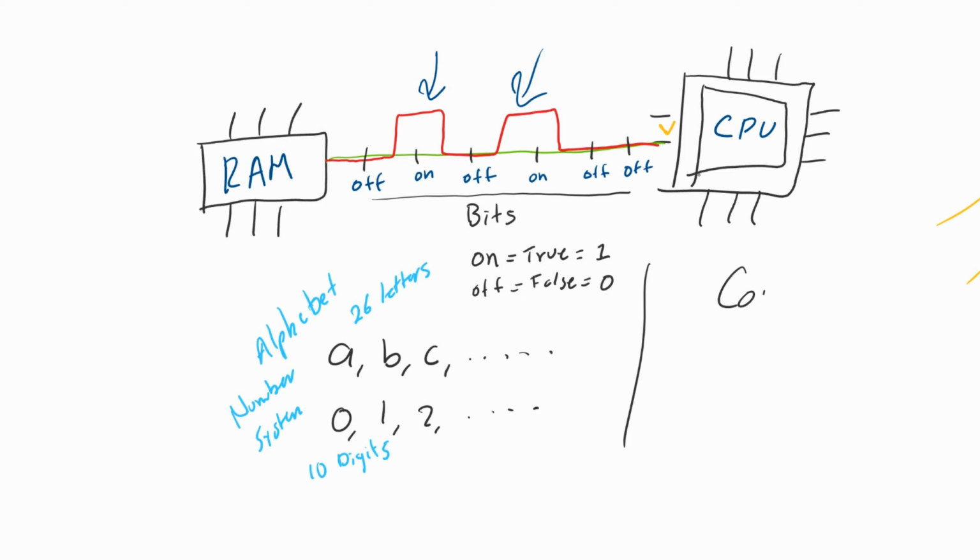So in a computer, we only have zeros and ones. And we have to be able to represent everything with zeros and ones: letters, numbers, any kind of symbol, or anything we want to represent inside of the computer. We only have zeros and ones. Okay, so let's take a look at a few examples.